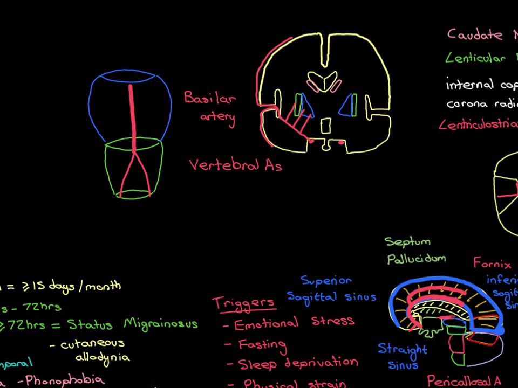Now, the posterior cerebral arteries are going to be the main branches of the basilar artery, and they are going to come off at the junction between the pons and the midbrain above. So let me add on to this picture the midbrain.